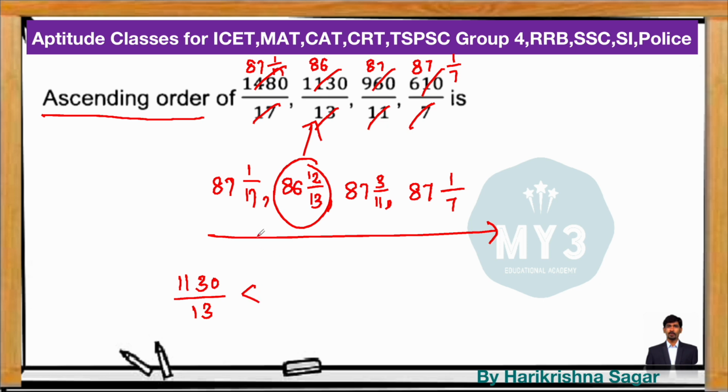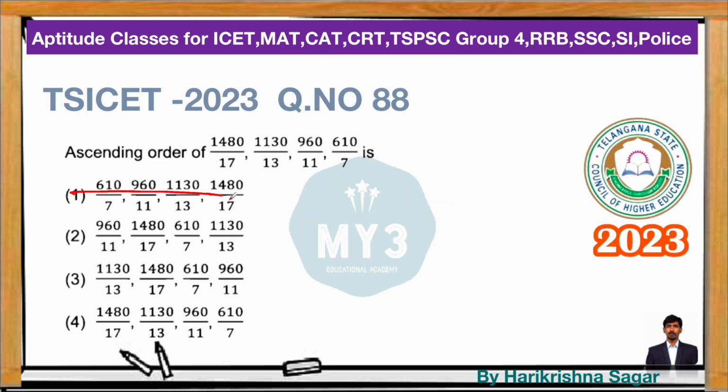So then the next number. Look at the options first. The option which starts with this will be the answer choice. So mark the answer as option 3.